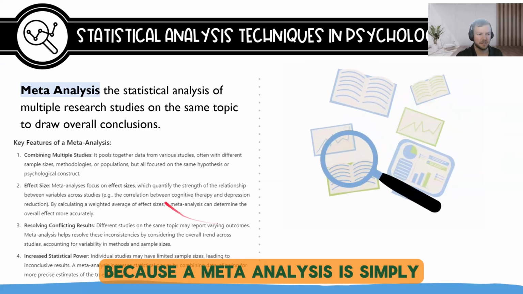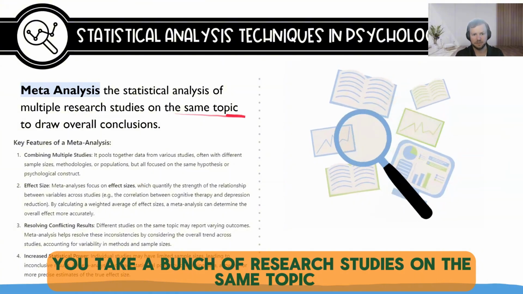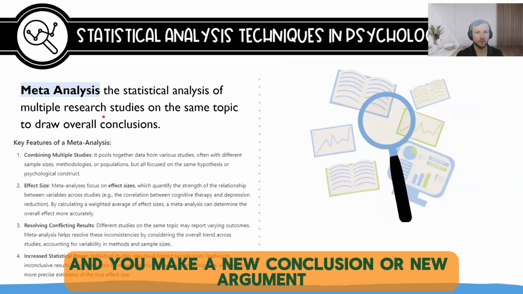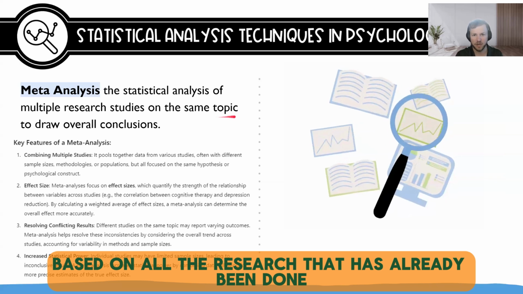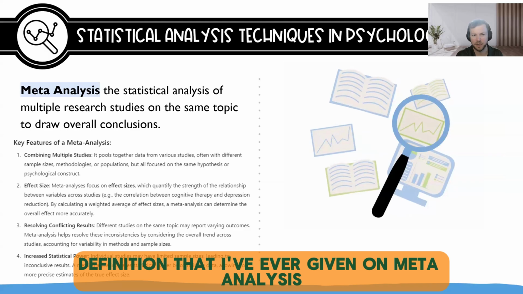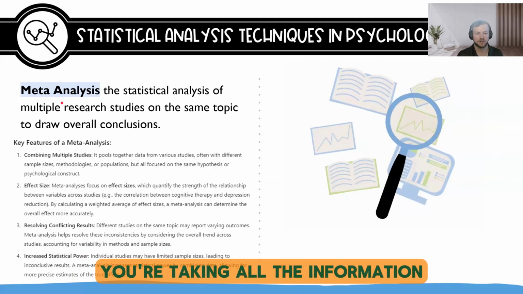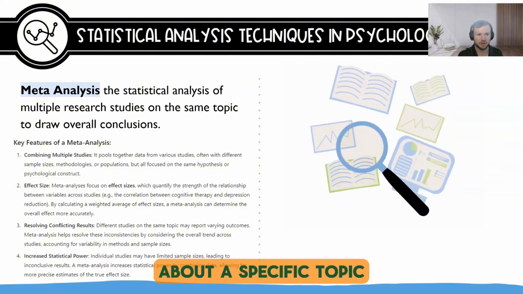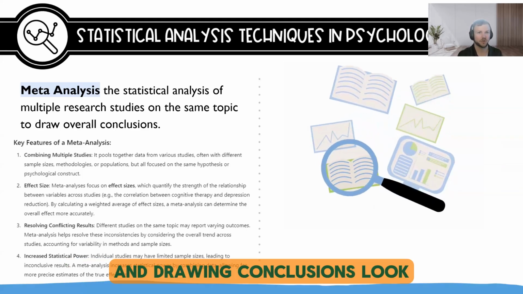Because a meta-analysis is simply you take a bunch of research studies on the same topic, you combine them, and you make a new conclusion or new argument based on all the research that has already been done on that topic. That's the best possible definition that I've ever given on meta-analysis. So I hope that makes sense. A meta-analysis is just you're taking all the information available on the internet about a specific topic and then combining them into a new paper and drawing conclusions.